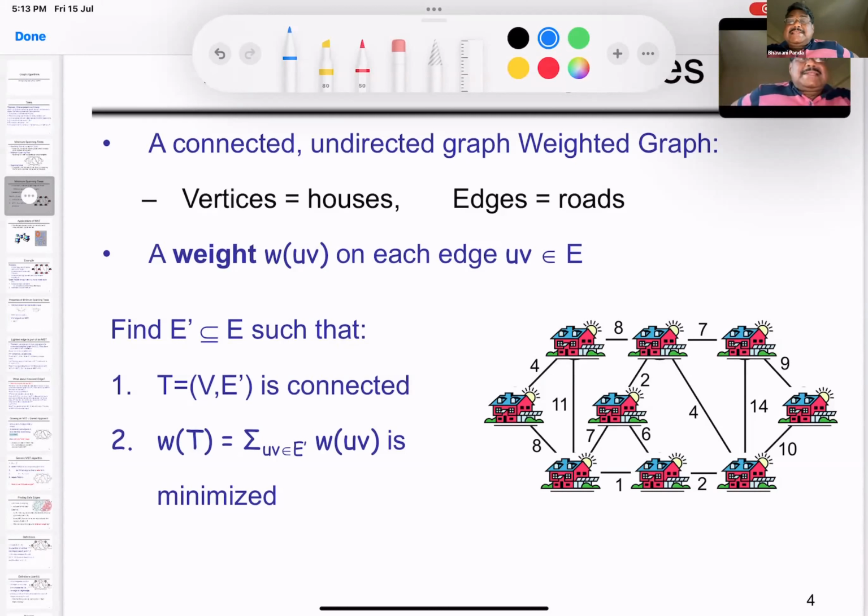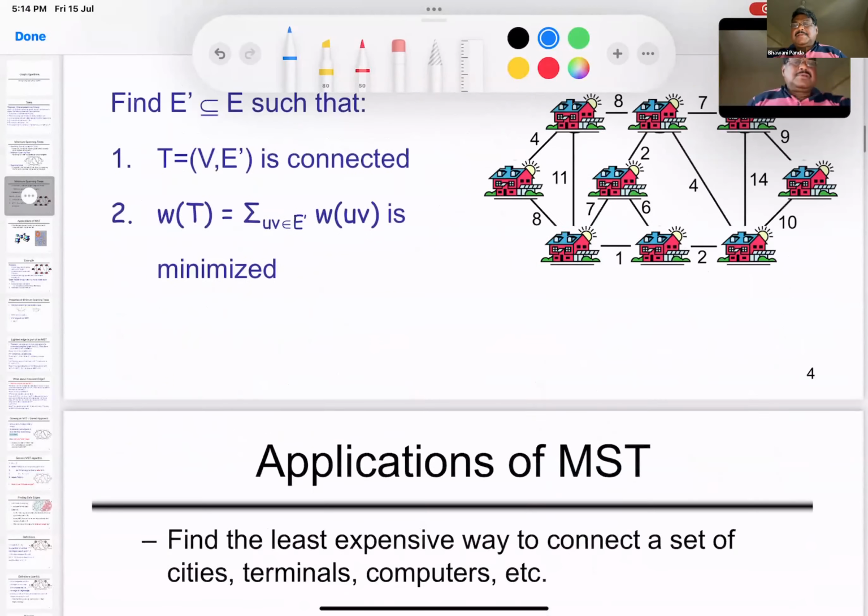Spanning trees, by the way, have other applications. Maybe tomorrow, if time permits, I'll give an overview of the applications of graphs, and then we'll see the tutorial sheets, right? So you have a tree T of (V, E) that is connected, and then we want to minimize the sum of the cost. So that is the minimum thing.